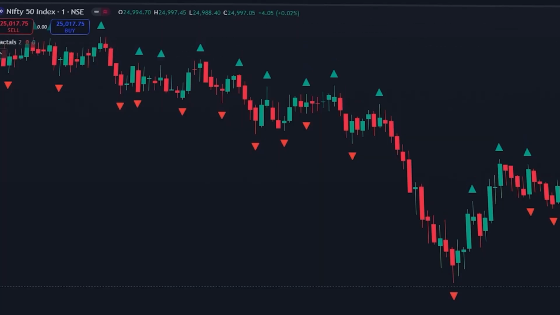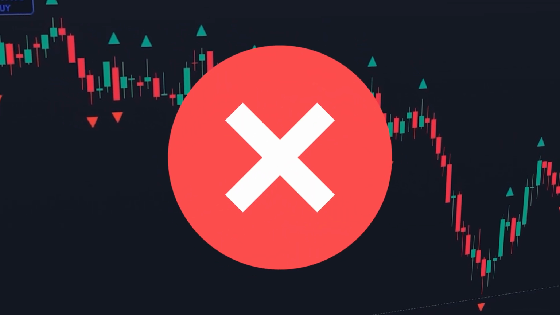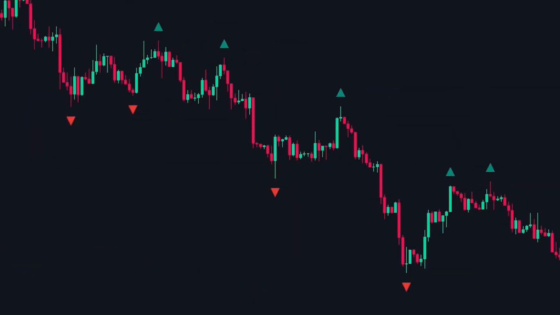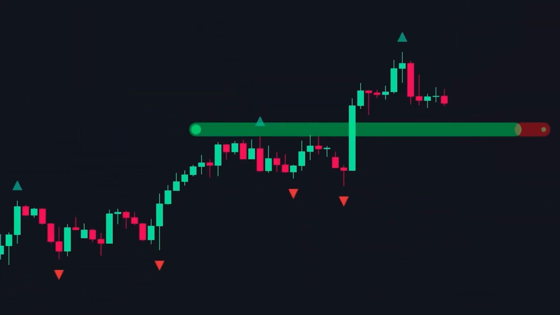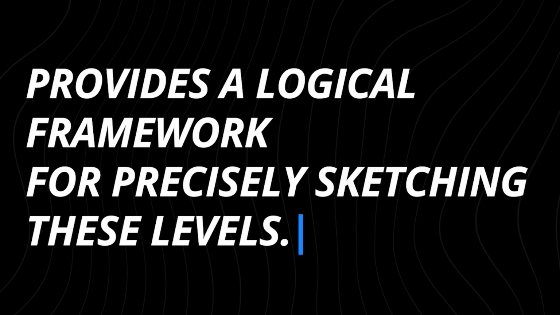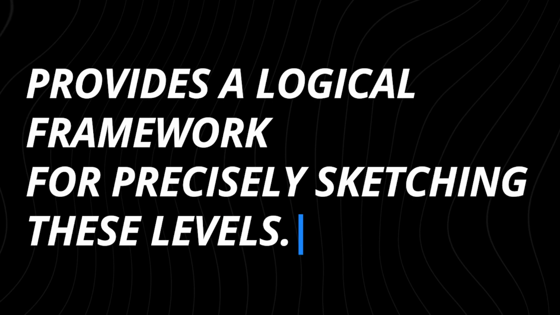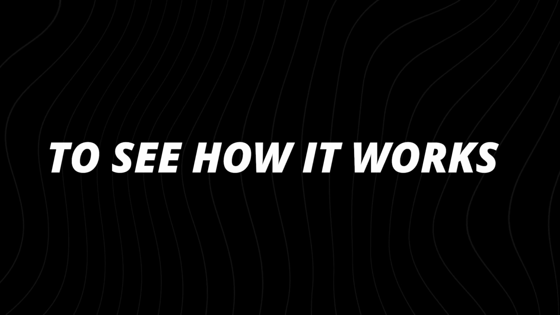Many traders use Fibonacci tools, but one typical issue is using them wrong. The most difficult component of Fibonacci analysis is selecting the appropriate swing points for drawing the Fibonacci levels. In this video, we'll share our secret hack that eliminates guesswork and provides a logical framework for precisely sketching these levels. First, let's look at the Fibonacci sequence to see how it works.